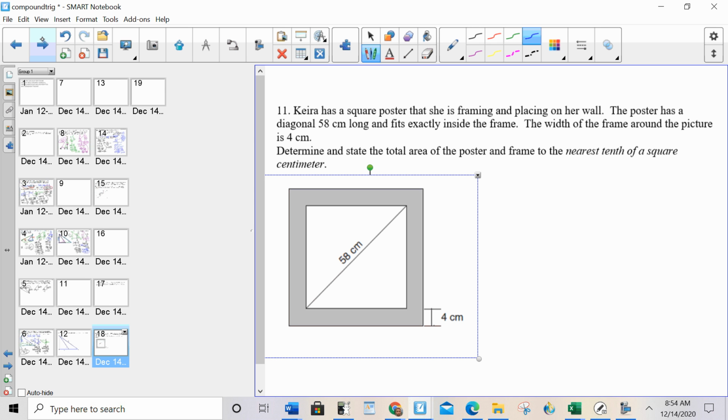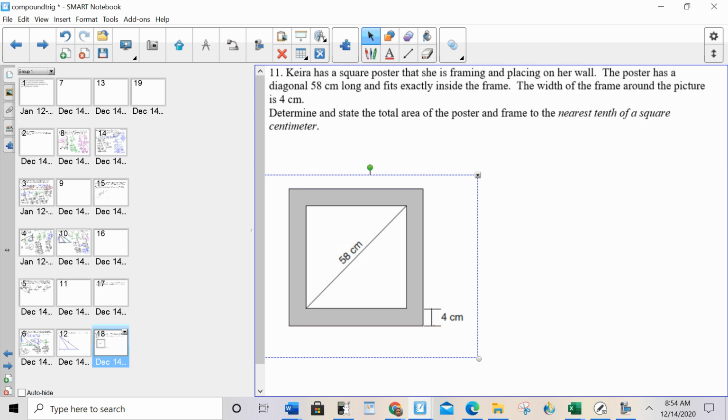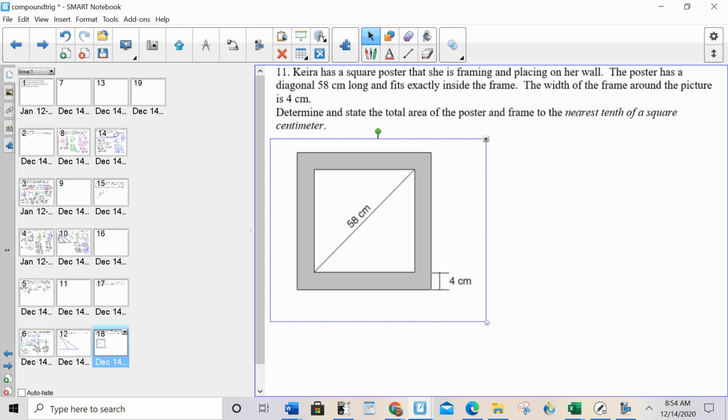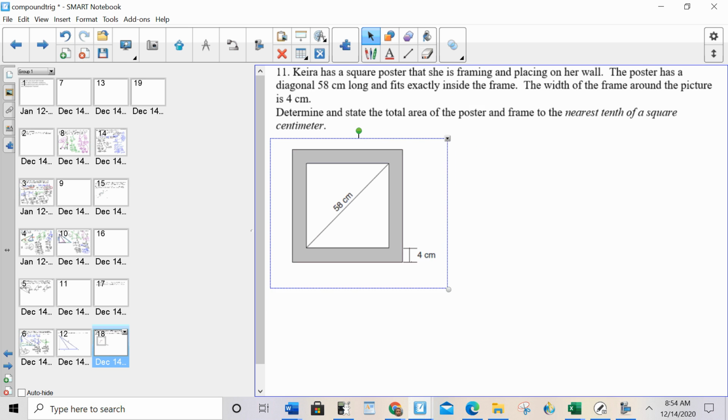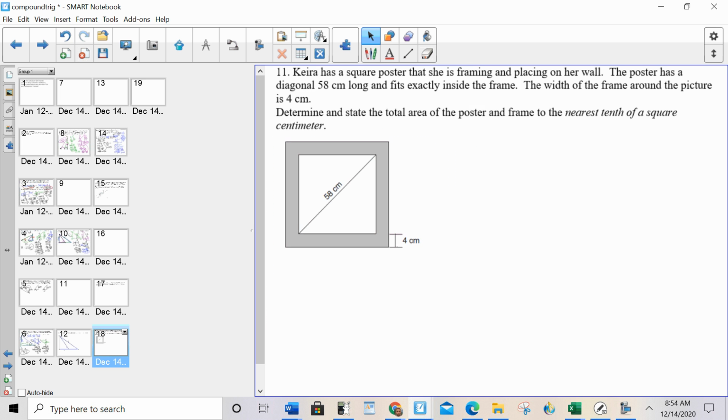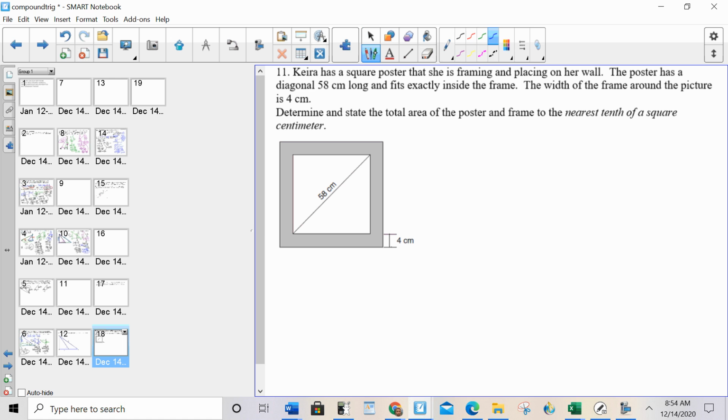I'm going to go over number 11. And then the other ones that we didn't do, you can do on your own. You can use my key to help you. I know they're a little tricky. They're not as easy as some other lessons. But at a certain point, you have to start trying them on your own.